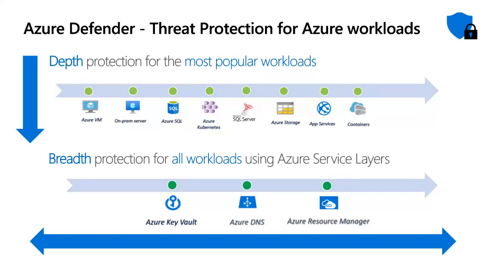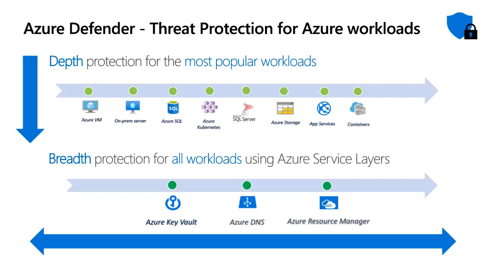Great. So now we're going to talk about the difference between depth and breadth protection. Our Defender for Cloud offering includes two types of security solutions to protect your cloud workloads. The first type offers tailor-made cloud depth threat protection for the most popular workloads, for example, virtual machines, web applications, containers, databases, and so on. And this kind of depth protection, going into detail, is based on the knowledge of the inner workings of each one of the workloads.